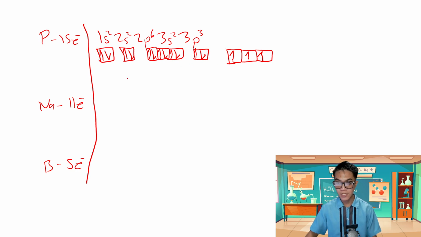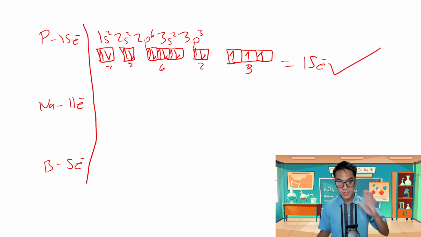So let's check. There are 2, 4, and this is 6. So that's 2, 4, 10. This is 2, so another 12. Then 12 plus 1, 2, 3. That is 15. So this is correct.